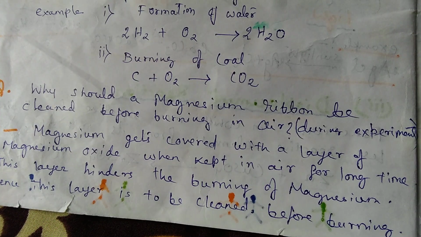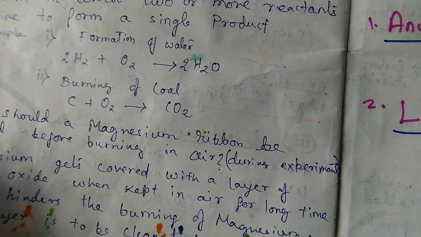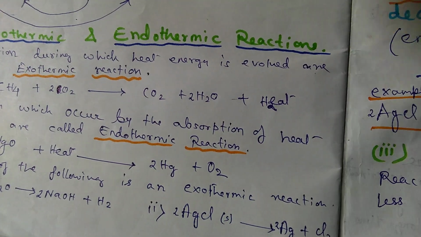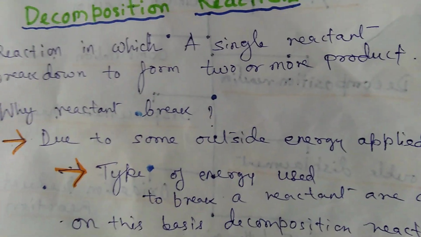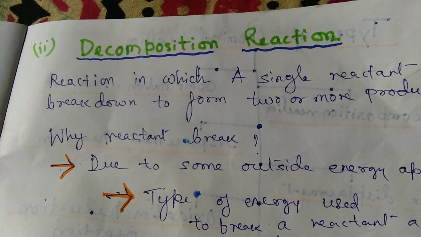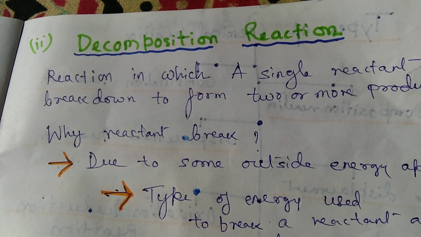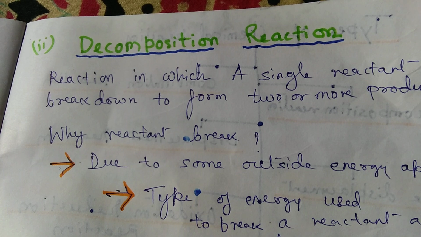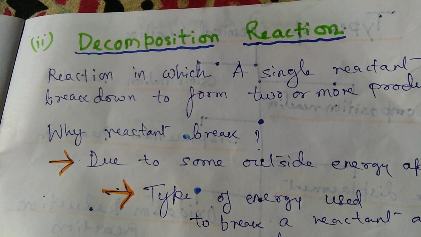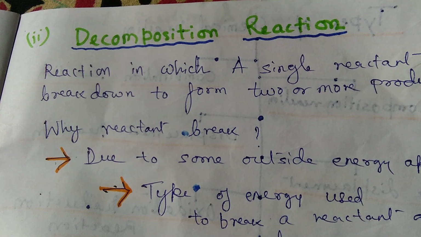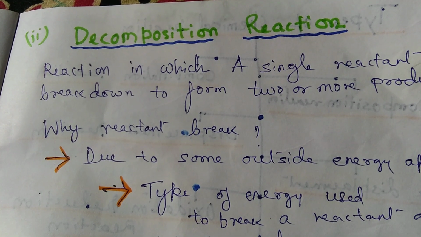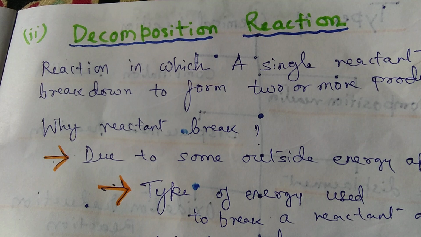The next type of reaction in this video is decomposition reaction. So, what is decomposition reaction? Decomposition reaction is one in which a single reactant breaks down to form two or more products. So, why should a reactant break? If we apply some outside energy to the reactant, then the reactant can break to form different products.